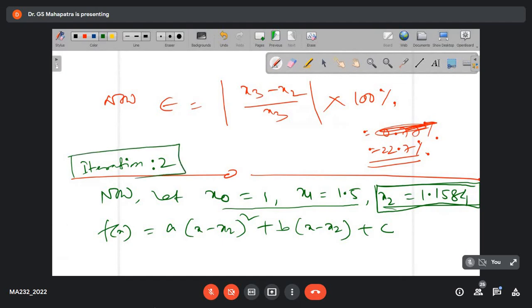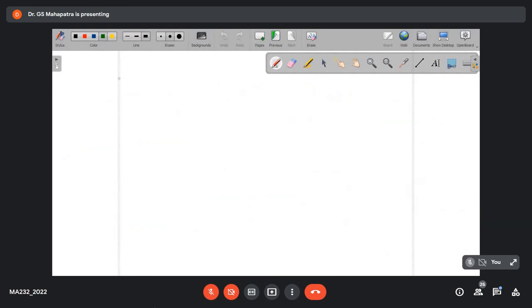Now the second iteration. To find f of x naught, f of 1 you already have, you can copy from that. Now f of x1, you have this one also, 1.5. So only x2 you have to find. For the next iteration, f of x naught, f of x1 and f of x2, what are the answers?